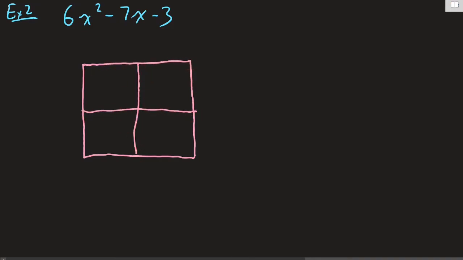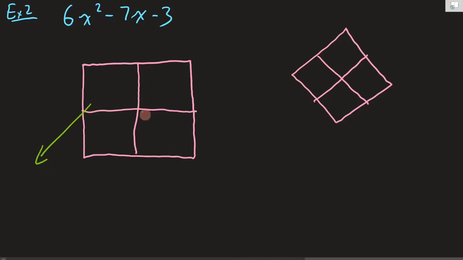Okay, so there's my box. I'm gonna need a diamond as well. So let's fill those out first. So this is sort of my graphic organizer for this question. And I'm going to fill this out first this time, because why not? So I know that this is 6x squared, and this needs to be negative 7x, and this needs to be negative 3. So this box here is 6x squared, this box here is negative 3, and I need to figure out what two numbers are going to fit in those two boxes.